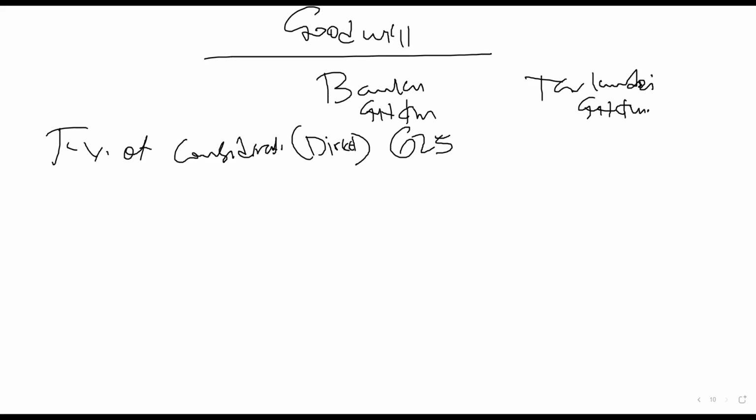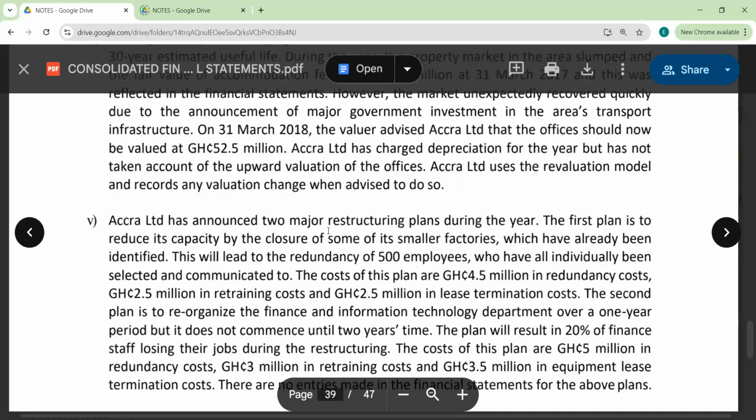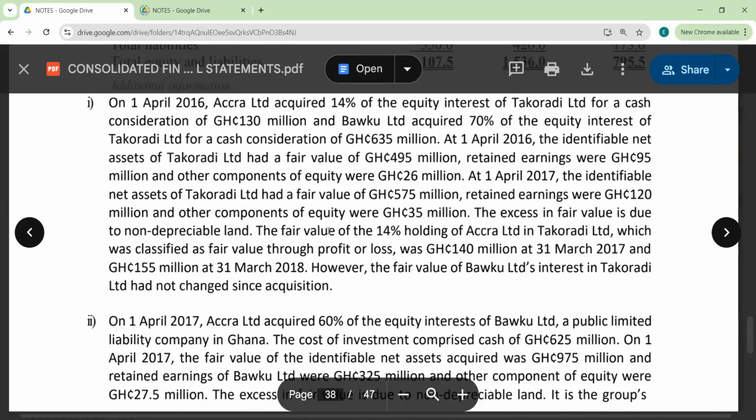Now for Tadi, go and pick the fair value of the 14% holding at the date when the control is gained.